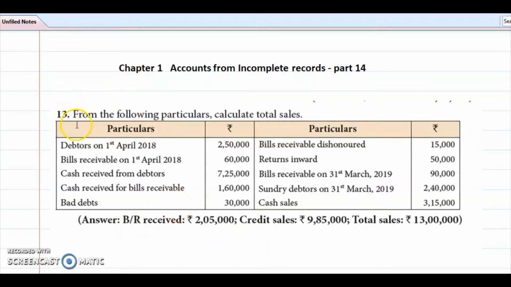This is exercise number 13. From the following particulars, calculate total sales. They are asking us to prepare the total sales. Here some items are given.